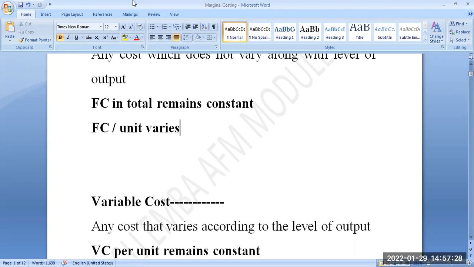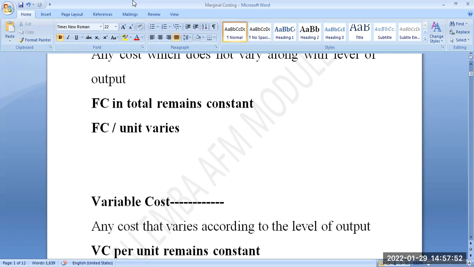20. Now you tell me, fixed cost varies per unit according to the volume of production. In the first case, it was 10 rupees. In the second case, it became 20 rupees. Assume another example. Only 10 students are attending the class. At that time, what is the cost per unit?